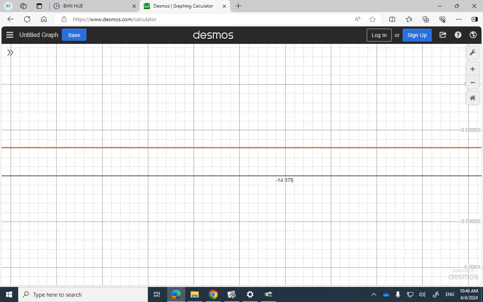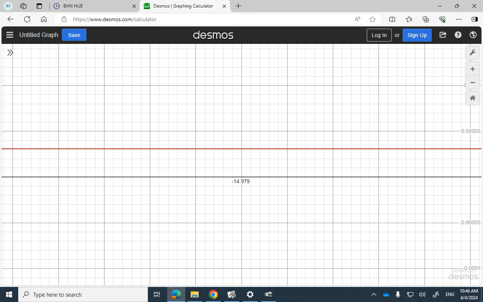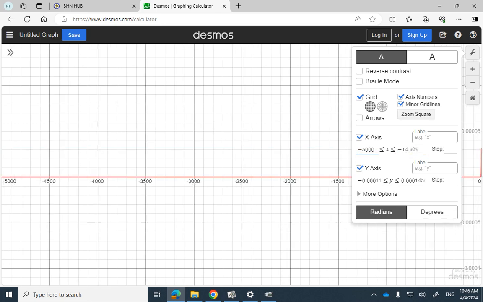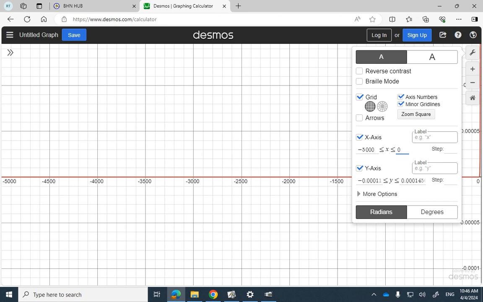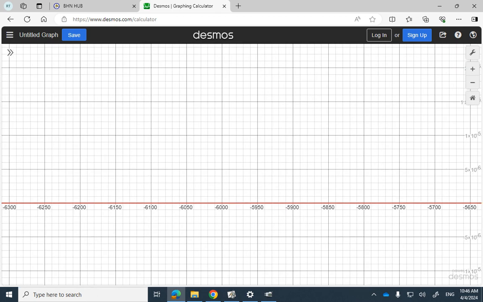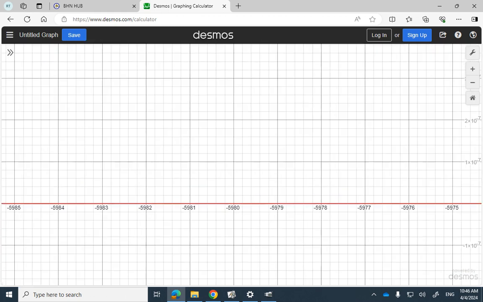Now look at the scale on the side over here, though. I'm down to a scale of 0.00005. But do you see what's going to happen? If I divide that in half, divide it in half, divide it in half. Okay, here we go. Bigger scale. X-axis, negative 5,000 up to 0. There, now I'm at negative 5,000, yes? Or negative 6,000. Zooming in, zooming in, zooming in. Well, I got to zoom in farther this time.